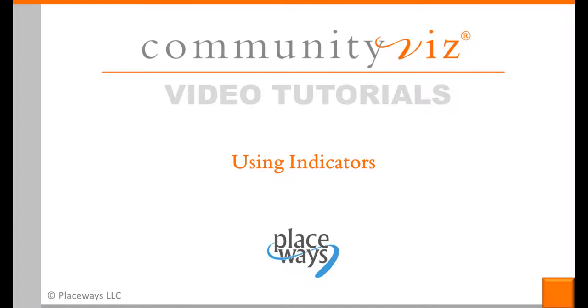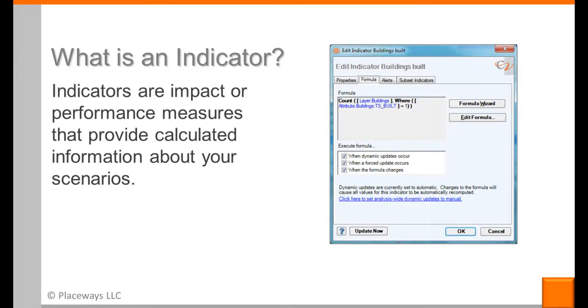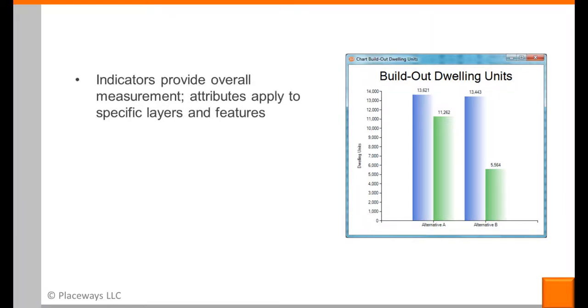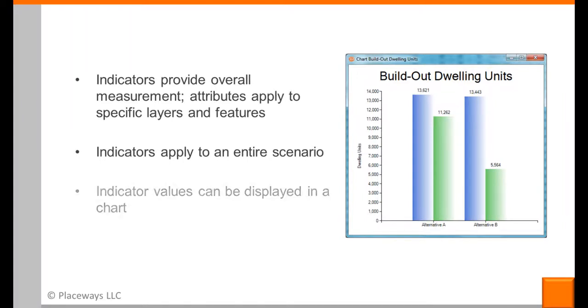In this tutorial, you will learn about using indicators. Indicators are impact or performance measures that provide calculated information about your scenarios. In Scenario 360, both indicators and dynamic attributes are driven by formulas that are automatically recalculated as you experiment with alternatives. Indicators provide overall measurement, whereas attributes apply to specific layers and features. Indicators apply to an entire scenario, and indicator values can be displayed in a chart.